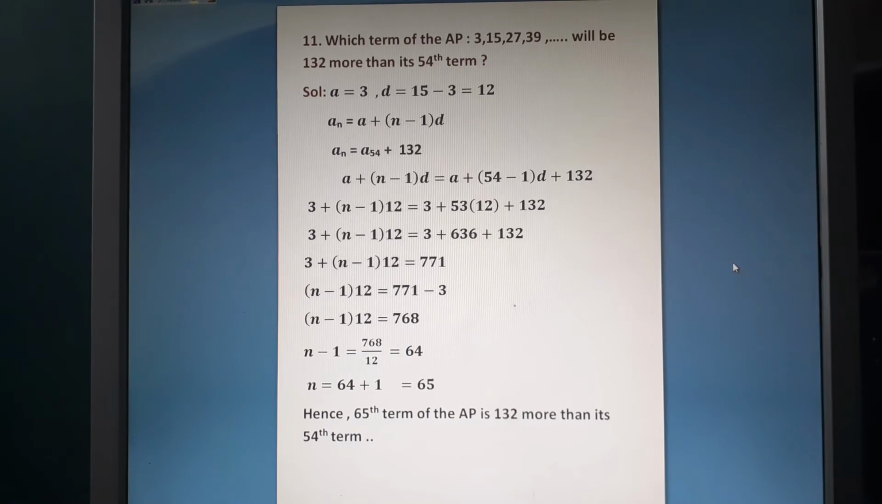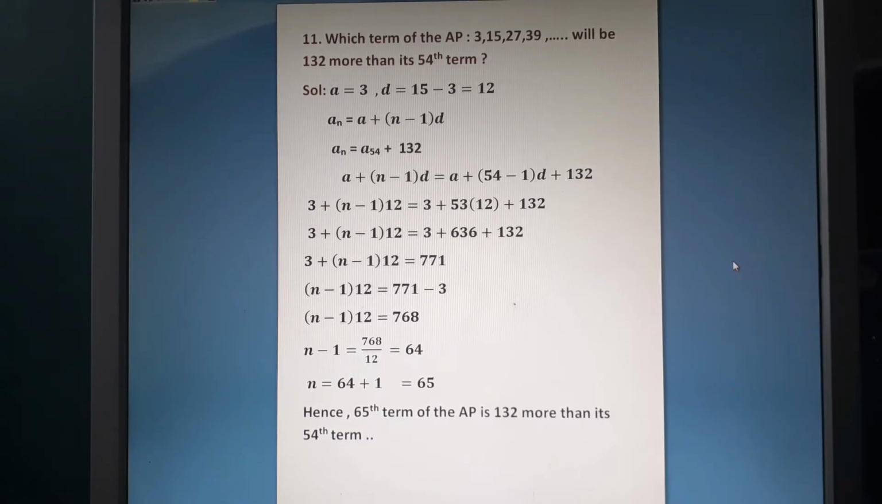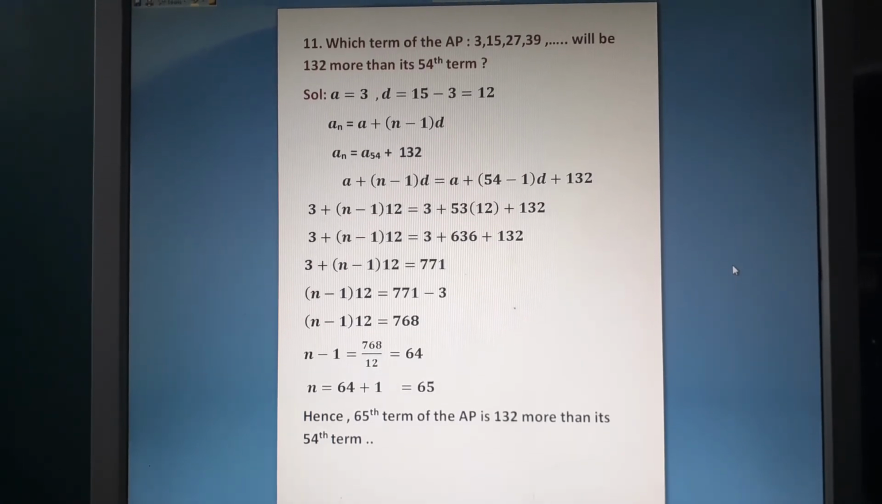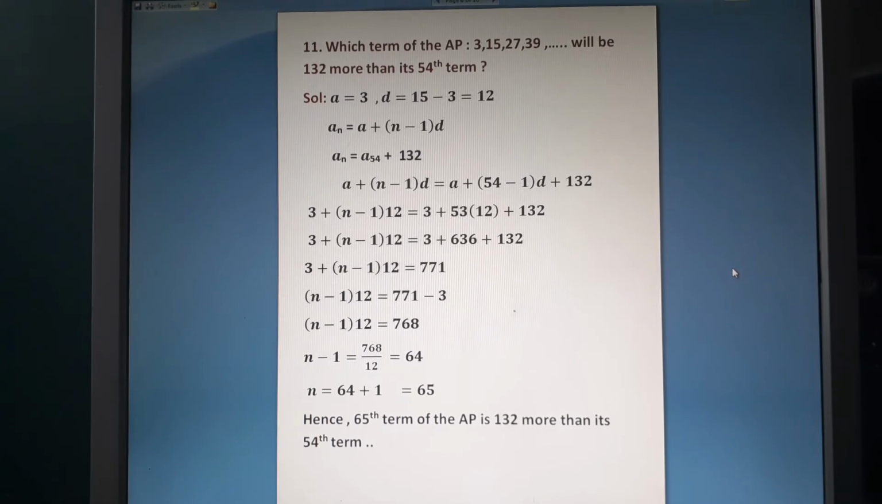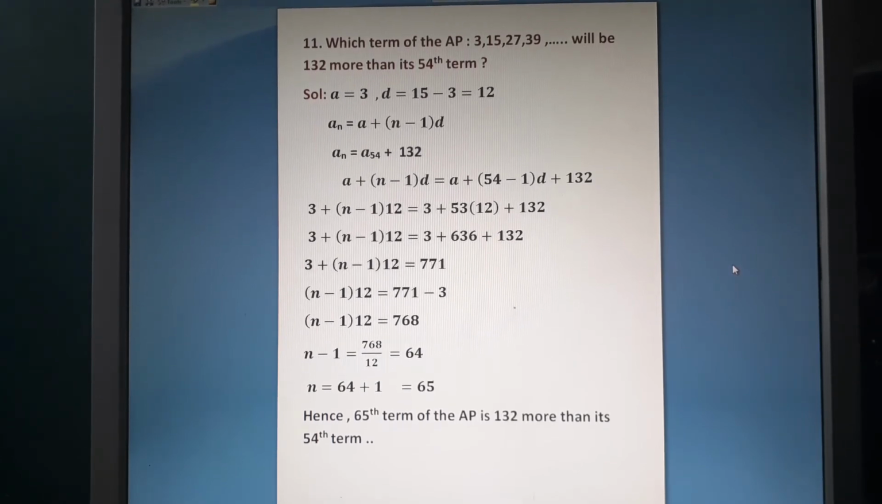Which term of the AP 3, 15, 27, 39, etc. will be 132 more than its 54th term? See the solution. A is equal to 3, D is equal to second term minus first term, that is 15 minus 3 is equal to 12.